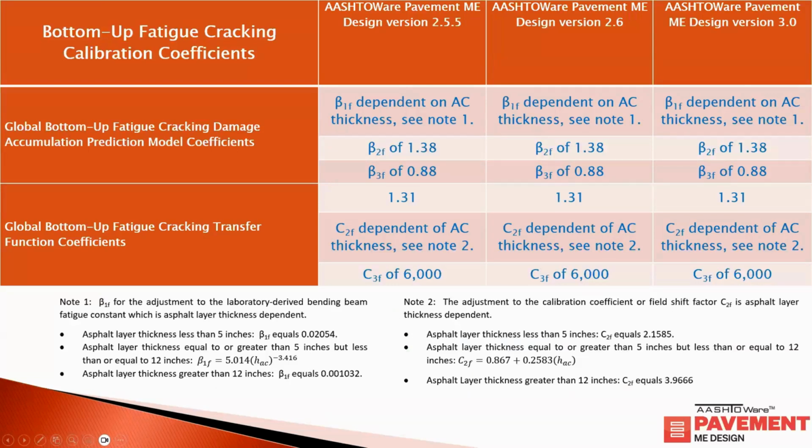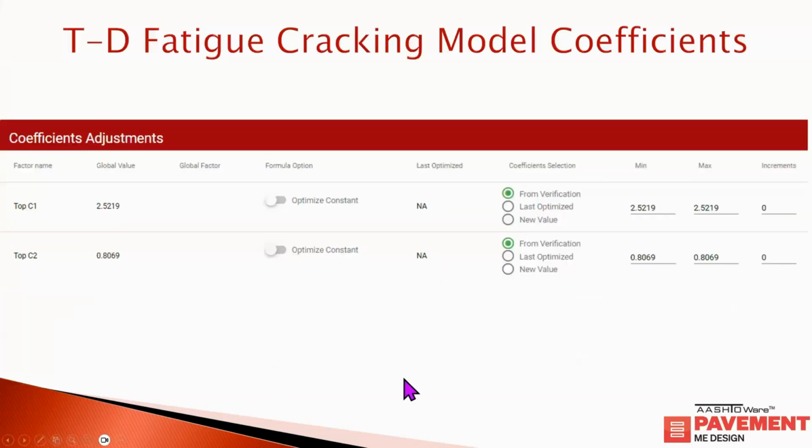And as I did for rutting, I'll show you what the current coefficients are for each of the three pavement design versions. The last global calibration for flexible pavement occurred with 2.55. And so the coefficients are the same through all three versions.